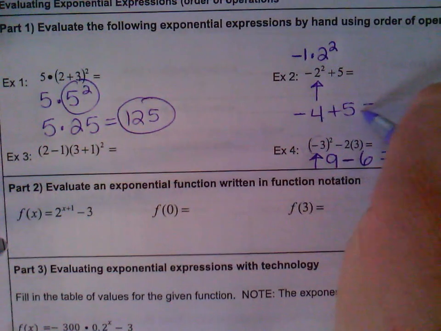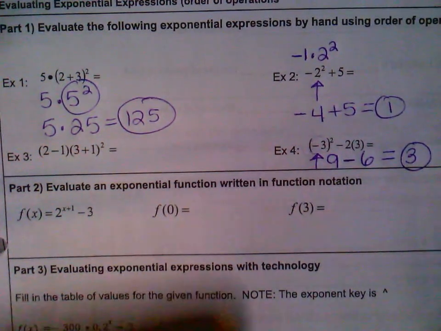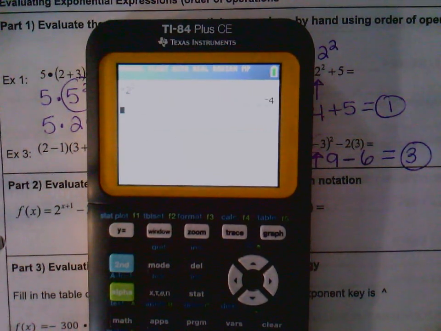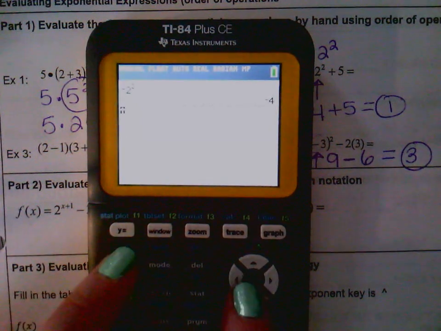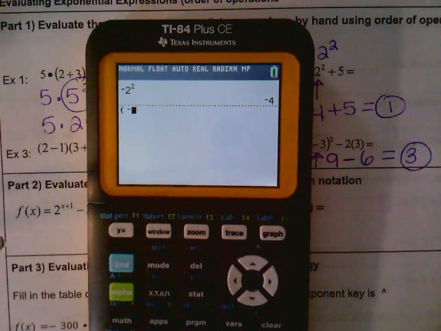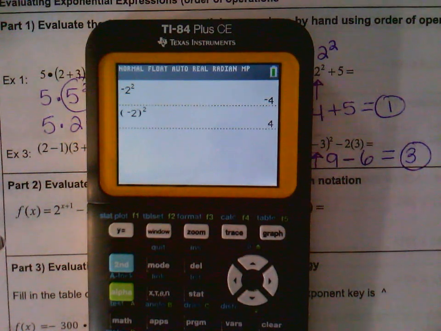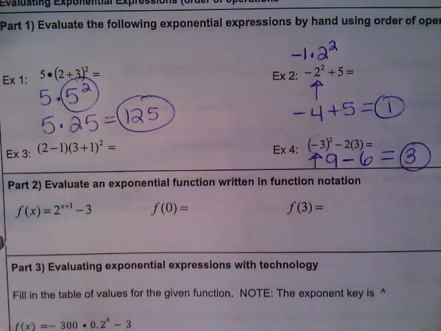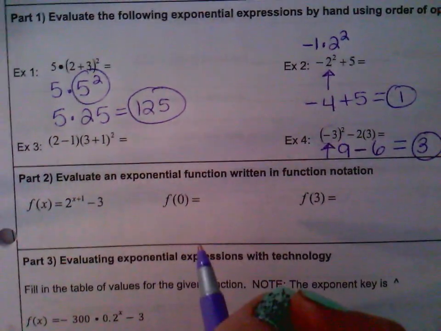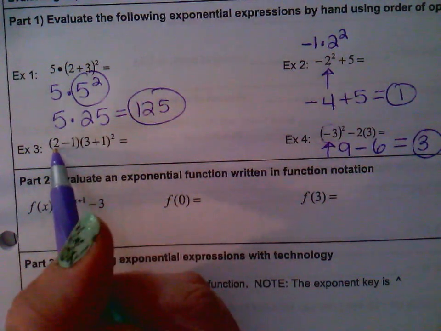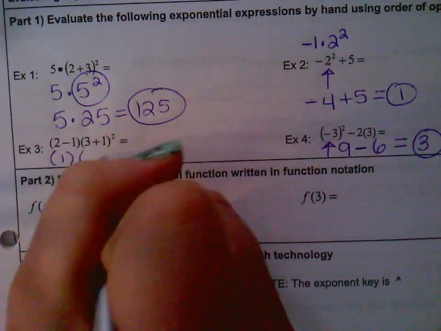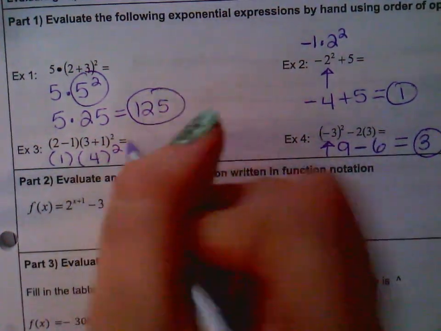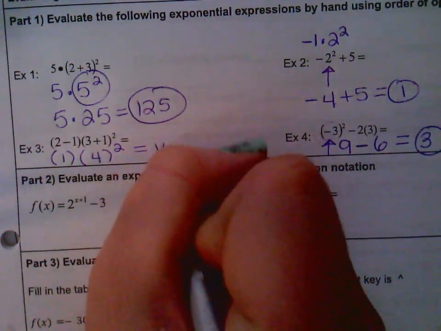Now your calculator knows this, and that's why when you were plugging in stuff for quadratics without parentheses and you were just doing -2 squared, your calculator told you -4. And when you did it in parentheses, -2 squared, your calculator said +4. In the parentheses, it's getting squared, right? Yes. Okay, and then example 3, what order of operations should I do? Parentheses first, so this is a 1, 3 plus 1, this one's a 4, and I'm squaring it. And then 4 squared is 16, 1 times 16 is still 16.